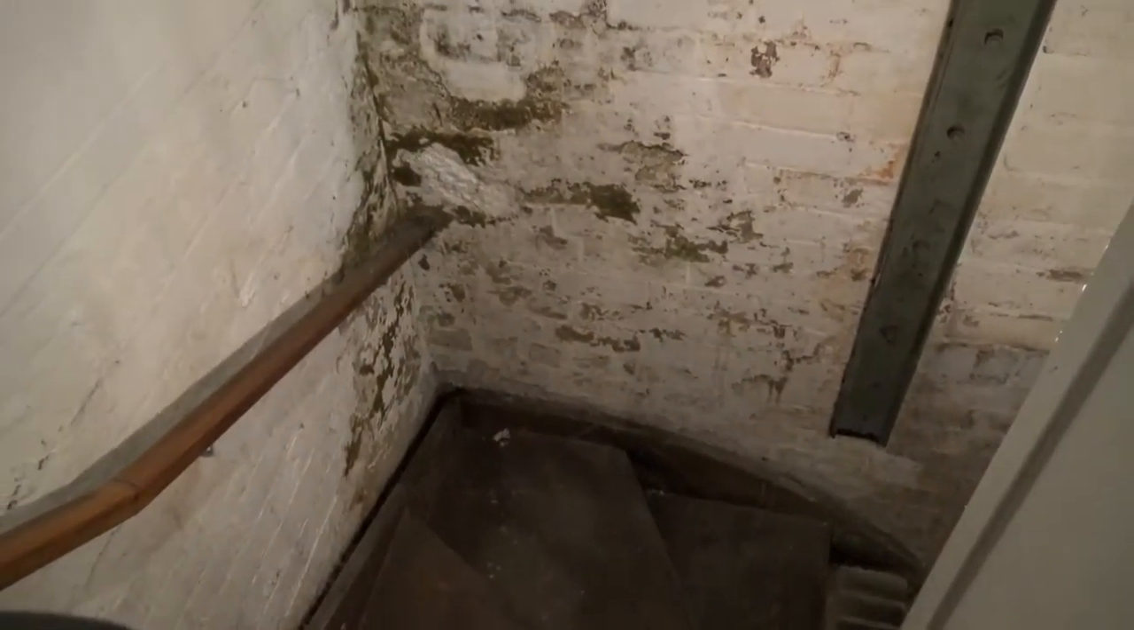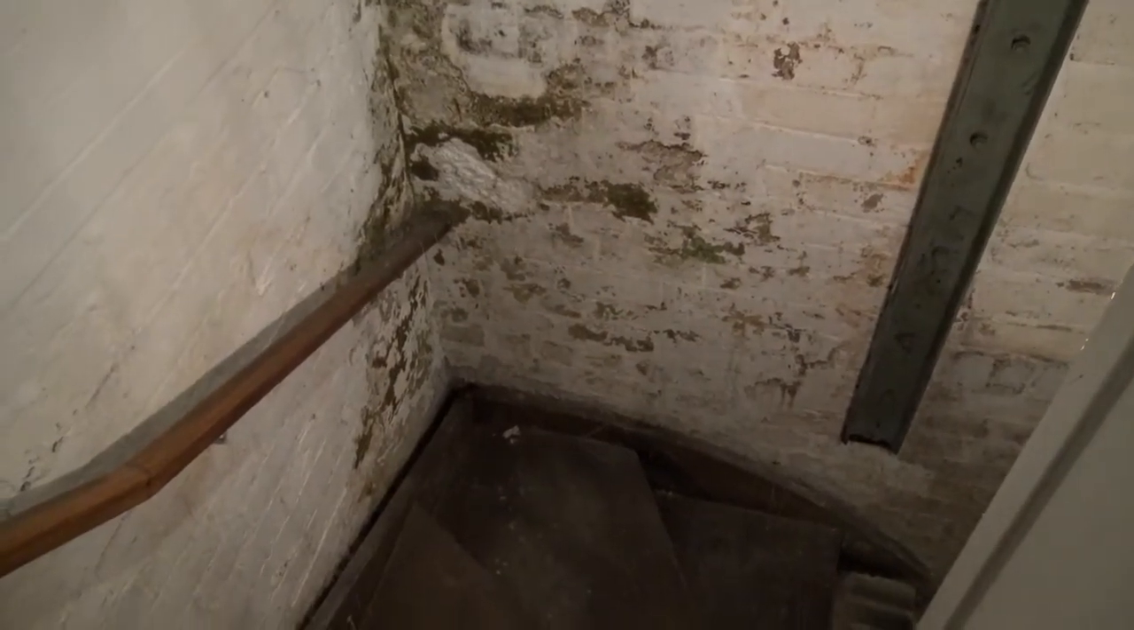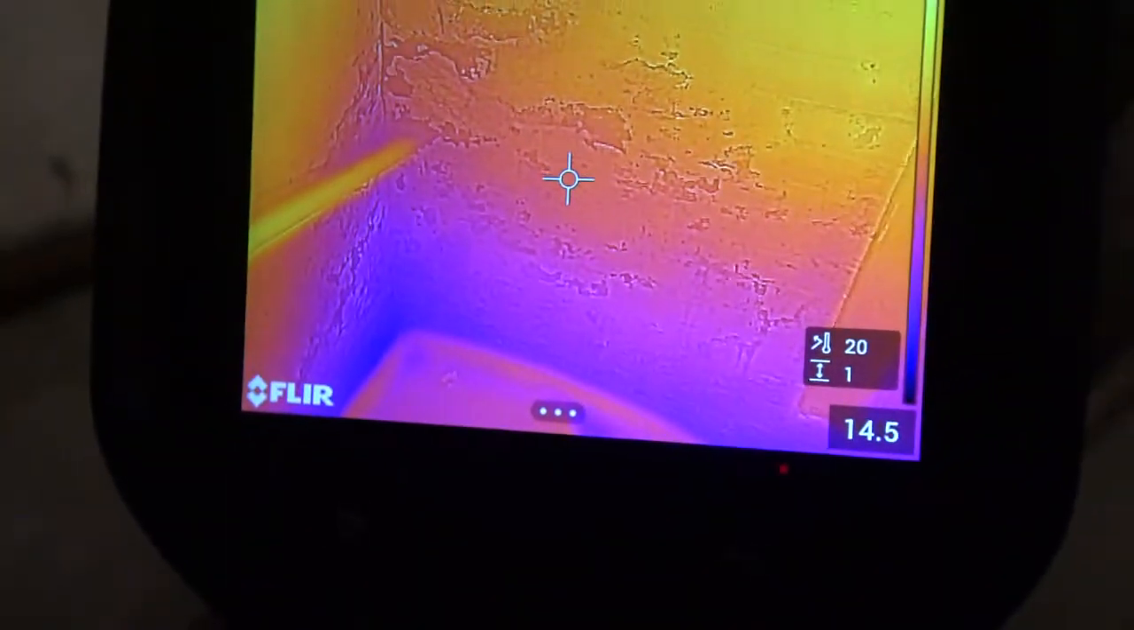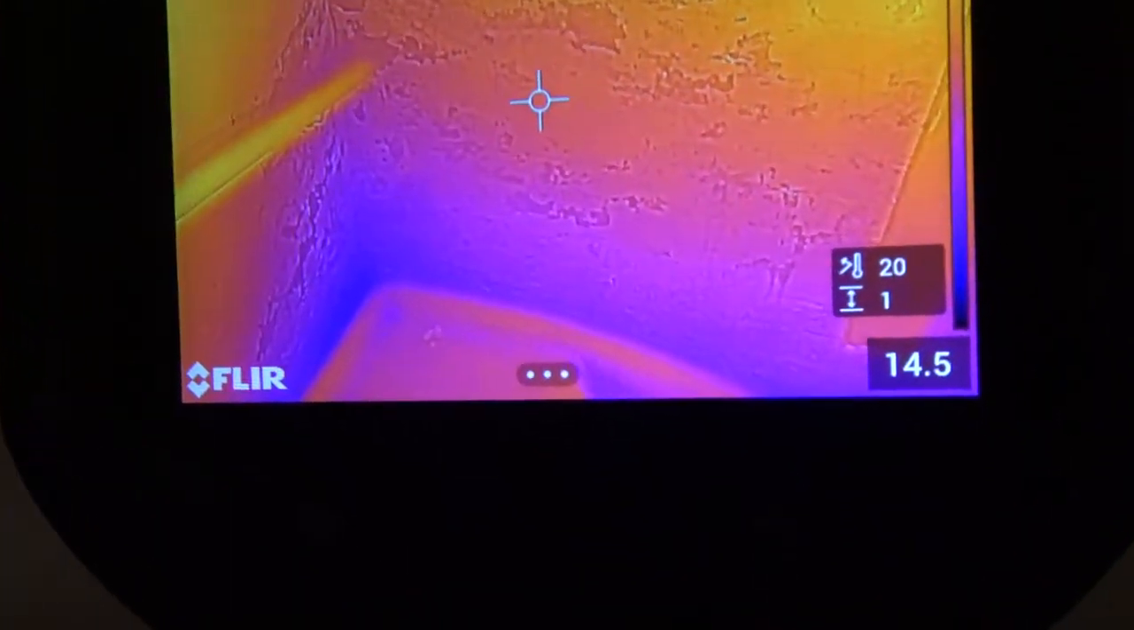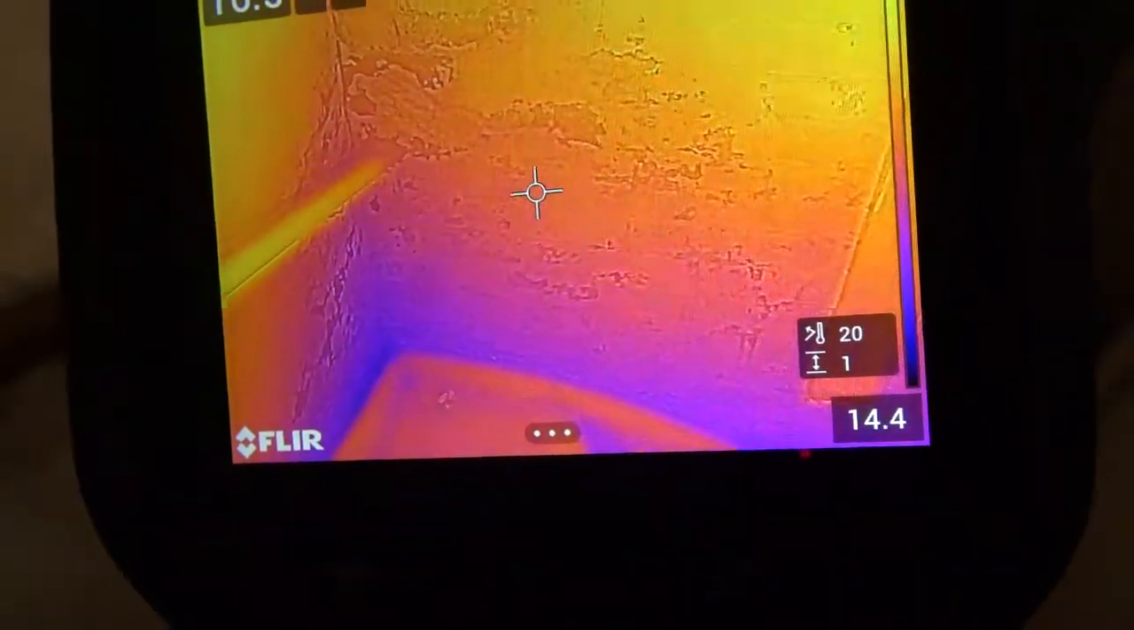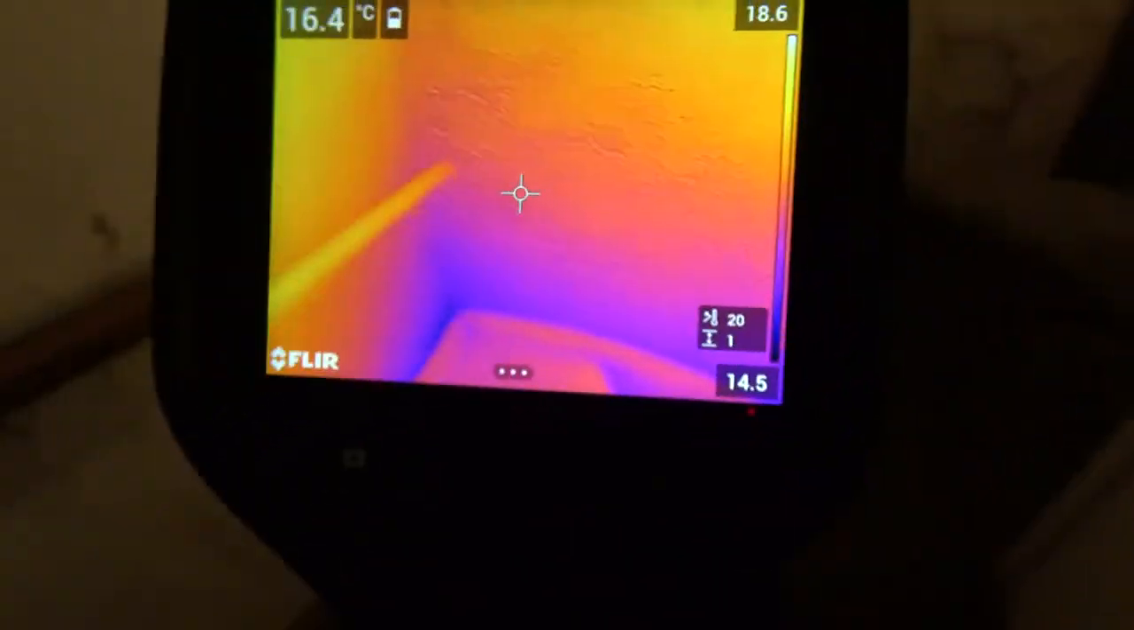So we've got to just focus in on that. You can see how the pattern is actually quite similar, as there's cold, damp wall in that spot, and you compare that with the rest of the cellar.